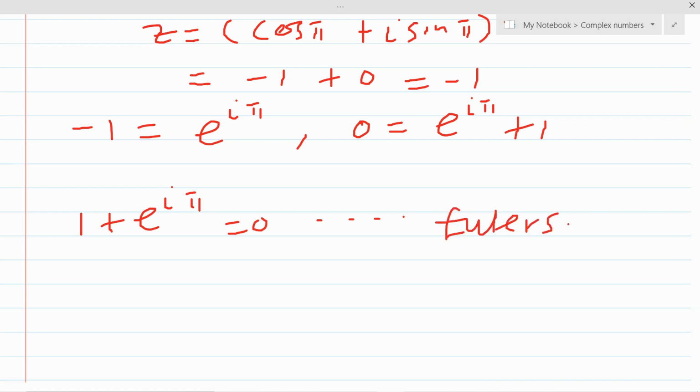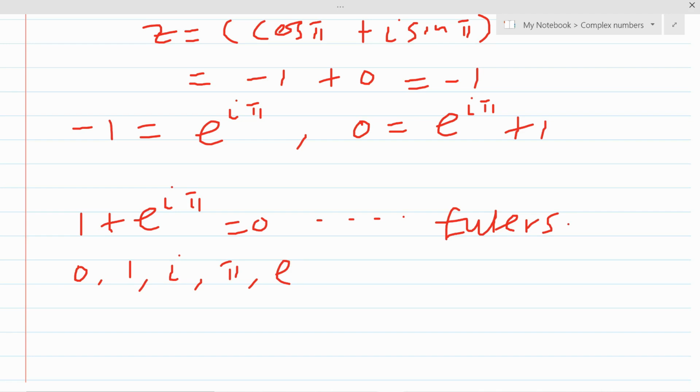This equation is very interesting because mathematicians are saying that you have 5 important numbers that we deal with in our daily life. That is 0, 1, i, pi, and e. And these are all representatives of some numbers.